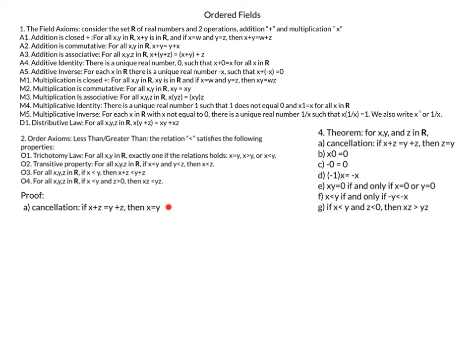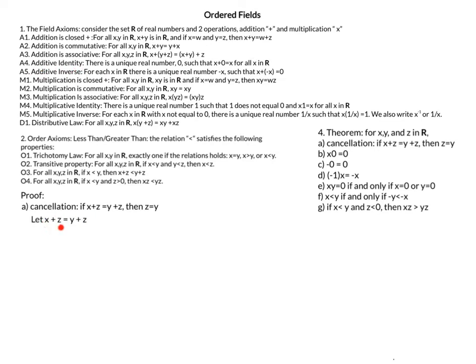And the reason why you can do that, you want to use your field axioms here. It's very much like what you used to do in algebra when you first learned algebra in, I don't know, 5th or 6th grade. What you would do is you would subtract z from both sides, and you'd be using the idea of an additive inverse. So here's our proof.